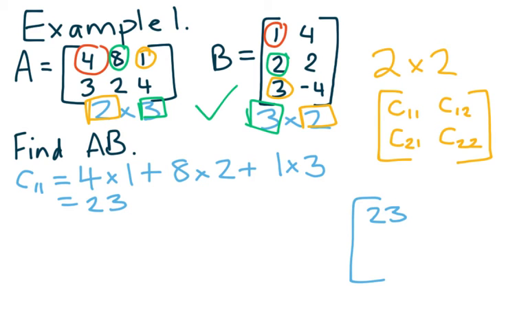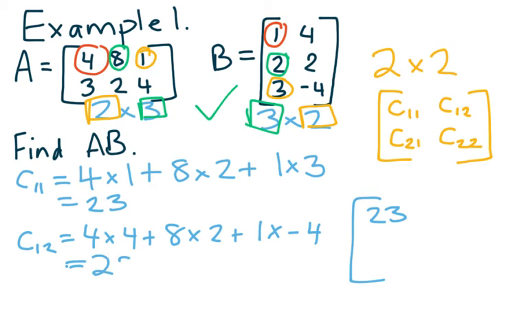And then to get C1,2, we are going to do row 1 of matrix A times column 2 of matrix B. I'll write this one down again so you can see. We would do 4 times 4 plus 8 times 2 plus 1 times negative 4. And then again, we just work that out. So we've got 16 plus 16 is 32, plus negative 4 is 28. So we would end up with 28 in our spot for row 1, column 2.